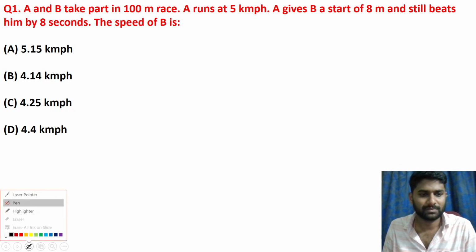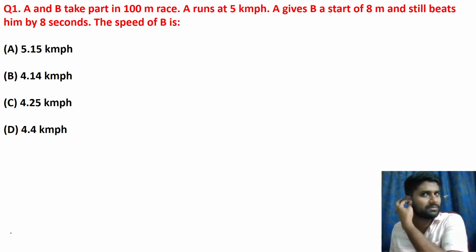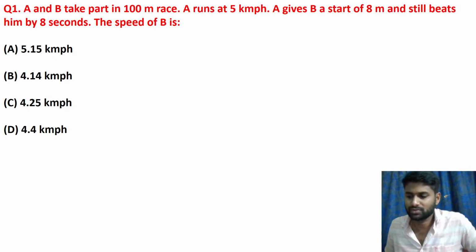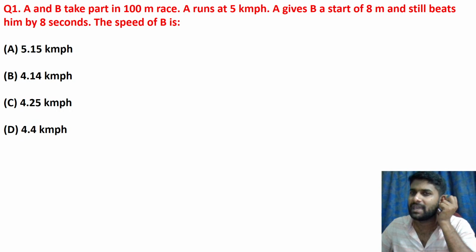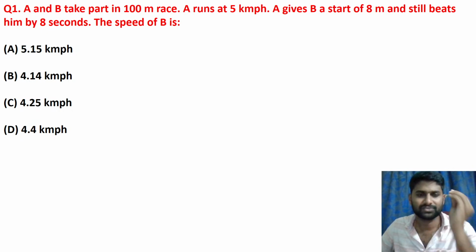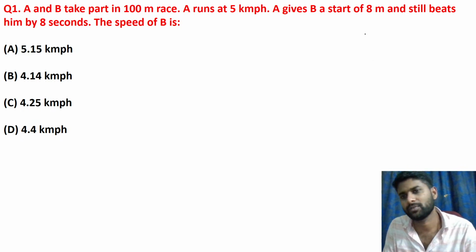Now we'll start with question number 1. Here, question number 1 is regarding the races and games concept. See the question. A and B take part in a 100 meters race. If A runs at 5 km per hour, A gives B a start of 8 meters and still beats him by 8 seconds. You have to identify the speed of B. First, you must know how we can calculate speed. The speed is completely based on distance divided by time. So we require distance and time.